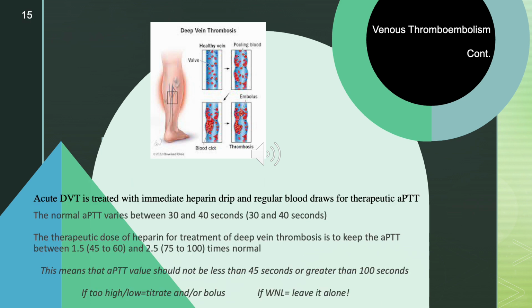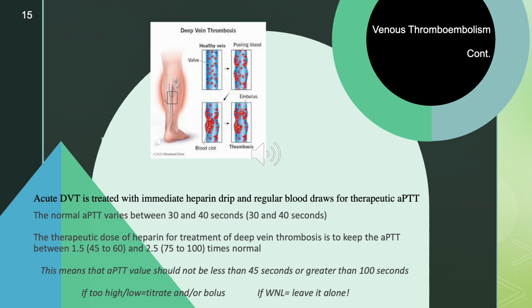So with DVTs, in the acute care setting, you're basically going to put them on an immediate heparin drip and make sure that you're doing regular blood draws for a therapeutic APTT. Now, the normal APTT varies between 30 and 40 seconds. The therapeutic dose of heparin for treatment of DVT is different.